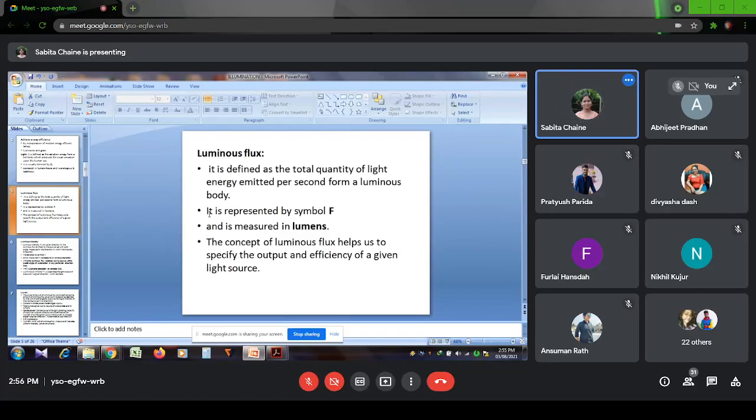All of this is important. The unit of luminous flux is lumen, and it is useful in terms of output and efficiency of a given light source. So we can express the efficiency and output in terms of lumens. It is important. So you write in your notebook, and when you go to the next slide, you can refer to that. You will compare lumen hour and lumen, so all the terms you compare, it will be easy to remember.